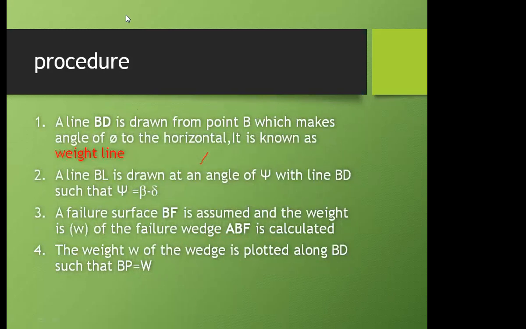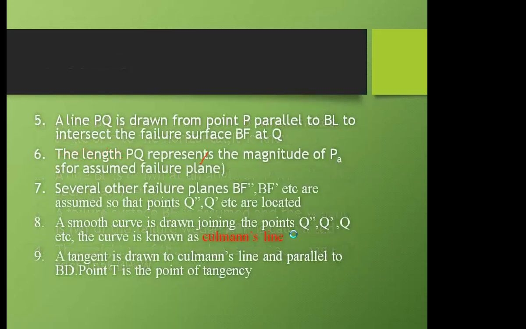As we discussed, a line BD is drawn first and a line BL is drawn. Next, a failure surface BF is assumed, right? And W is calculated and represented on the BD line, okay? And a line PQ is drawn, and it should be parallel to BL, and it should intersect the assumed failure surface BF, okay? This length of PQ represents the magnitude of PA for the assumed failure surface BF, right?